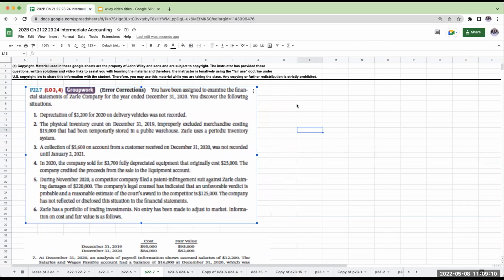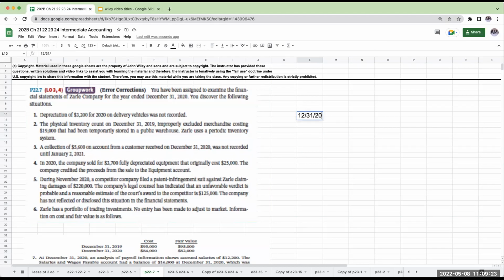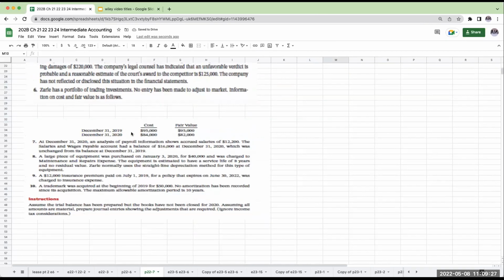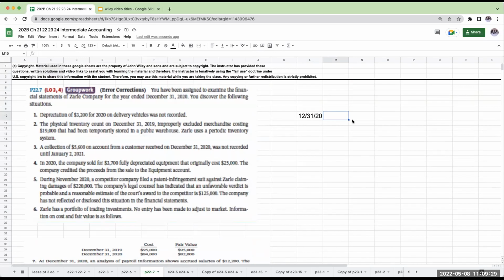We'll see. Right over here, depreciation of $3,200 for 2020 on delivery vehicles was not recorded. Okay, so we're going to go ahead and do 12/31/20, and we're going to go ahead and record this. Now, there's no income statement that we have to go through and do. Rather, we're just going through and making entries.